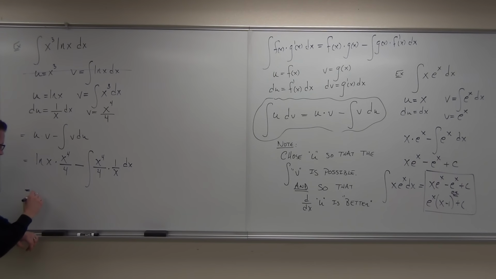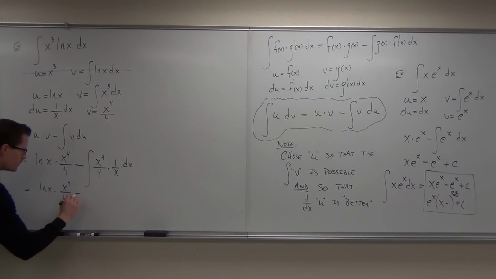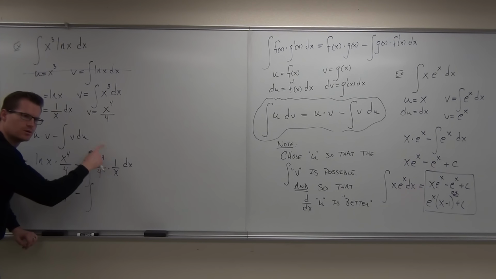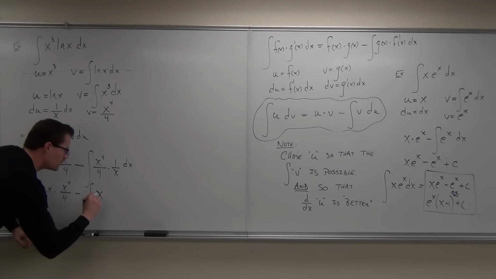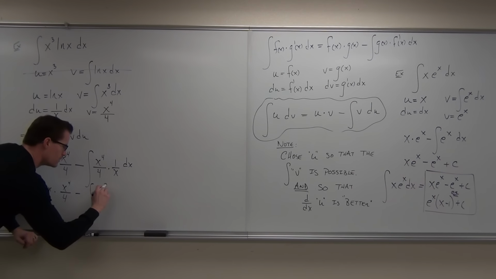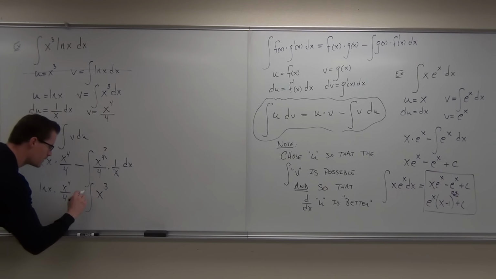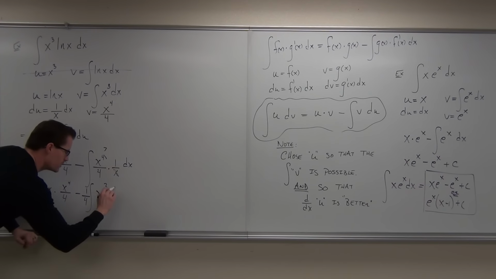So in our case, we got ln x times x to the fourth over 4 minus the integral. What are you going to do with all this stuff? Tell me something you can do. Combine. How much do we get? x to the fourth over 4x. Not x to the fourth. No, x to the third. x to the third, yes. And then we can also do what? Bring the 1/4 out. Maybe 1/4 out front would be a good idea.